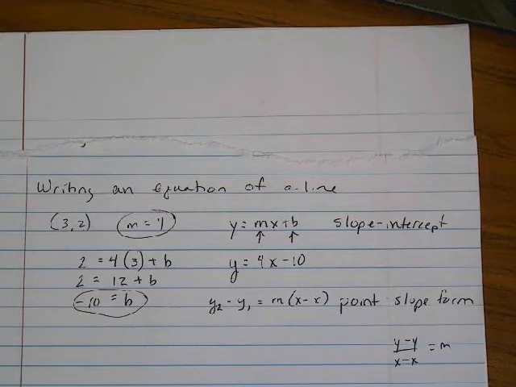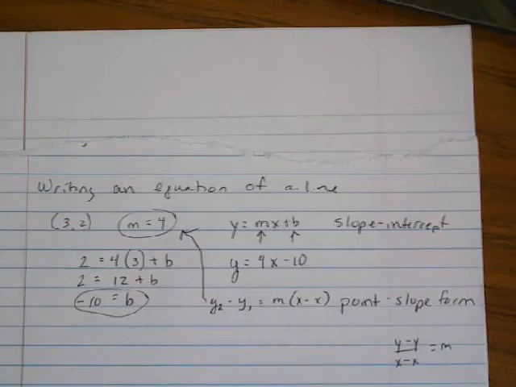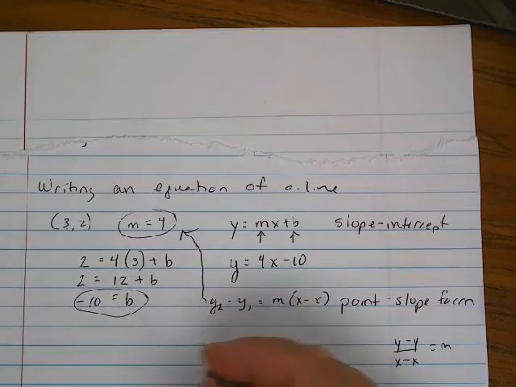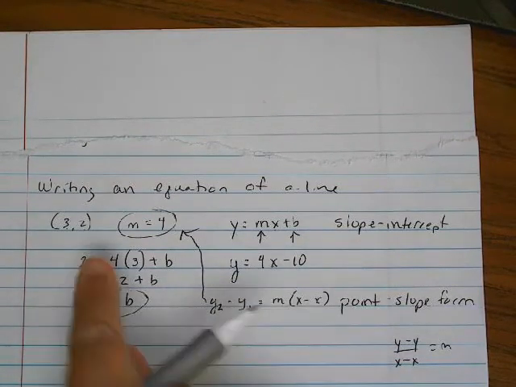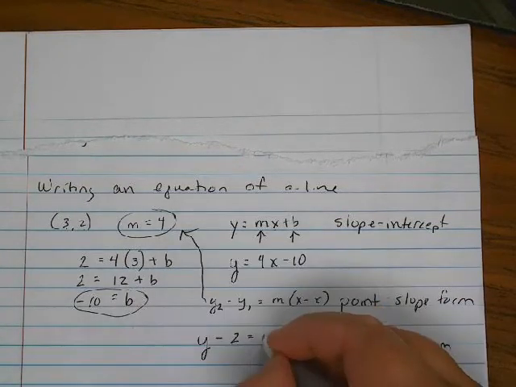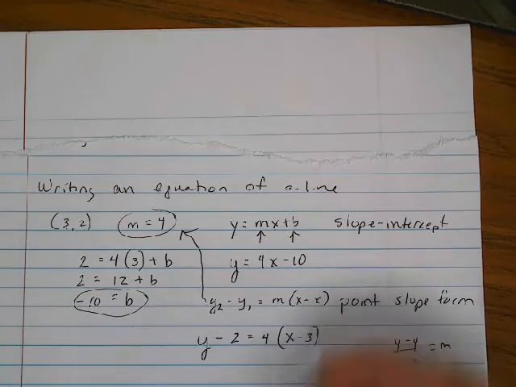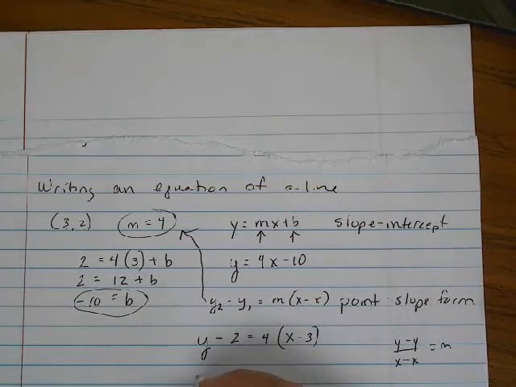So what I'm going to do is use this same set of points, but I'm going to use the point-slope form. So I'm going to have y subtract the y value that I know, which is 2, equals the slope, which is 4, times x minus the x value I know, which is 3. So then I can solve the equation from there. y minus 2 equals 4x minus 12. So y equals 4x minus 10, because I would add 2 to both sides.